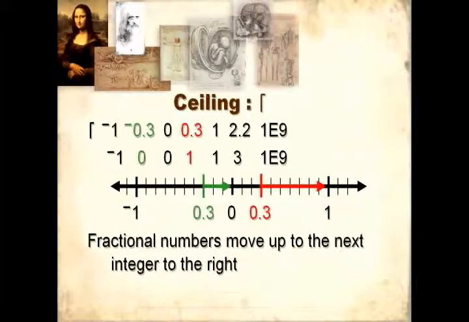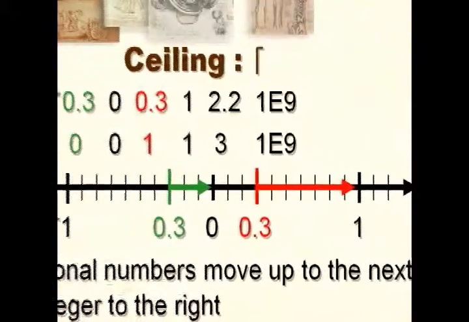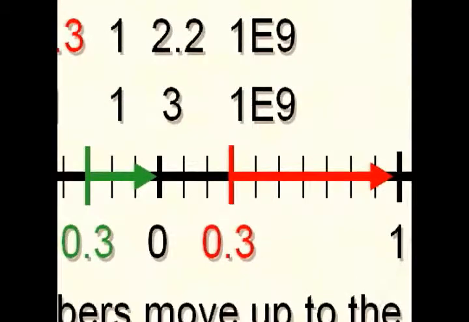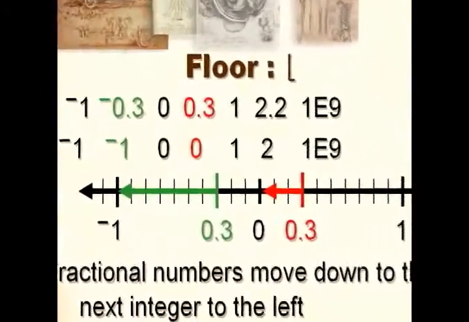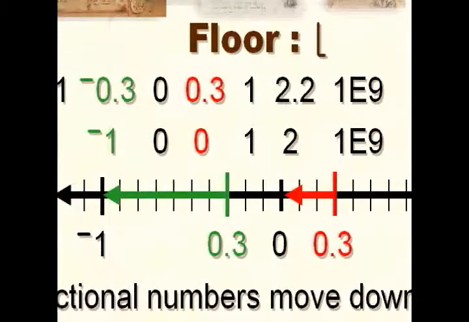Ceiling. This applies to fractional numbers. If a number is fractional, taking the ceiling moves it up to the next integer. The floor is the opposite. It moves it down to the next integer.